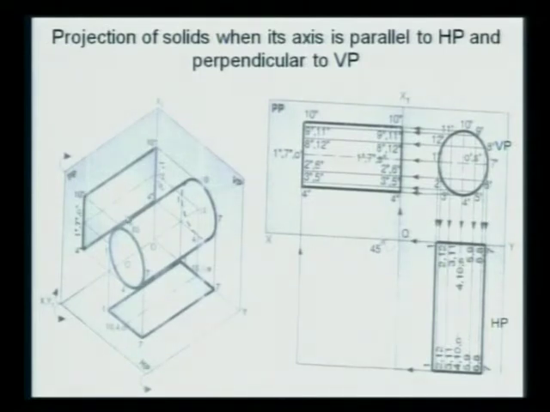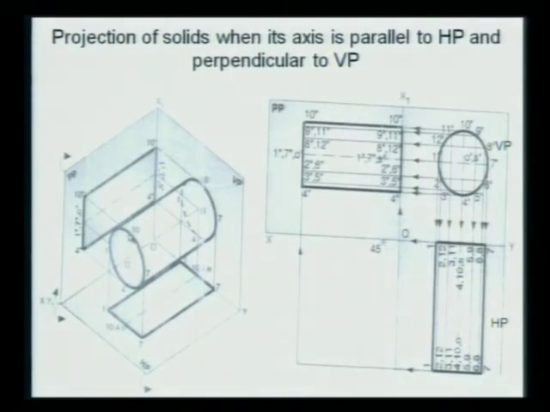So see that example: the cylinder is kept in such a way that its axis is parallel to the horizontal plane and perpendicular to VP. Here you can see a right angle formed. So it is perpendicular to VP and parallel to HP. When you observe it from the front direction, you can see a circle in the front view. Here is the observer. So when you observe from the front direction, you can see a circle here.